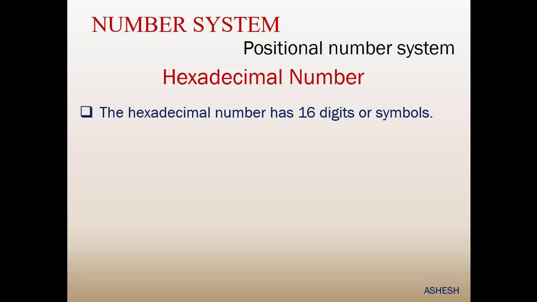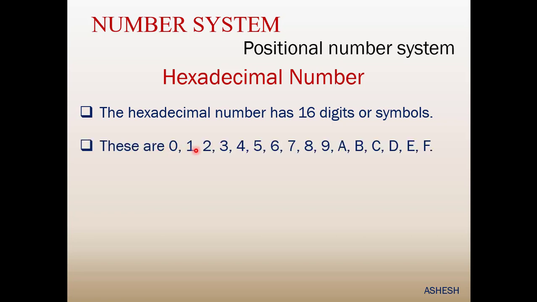The hexadecimal number system has 16 digits or symbols. These are 0, 1, 2, 3, 4, 5, 6, 7, 8, 9, A, B, C, D, E, F. Now, what are A, B, C, D, E, F?